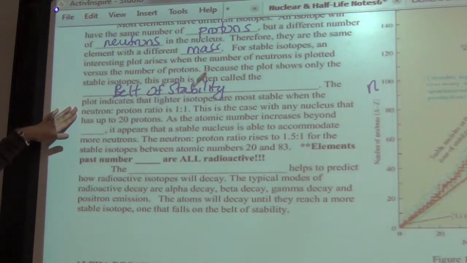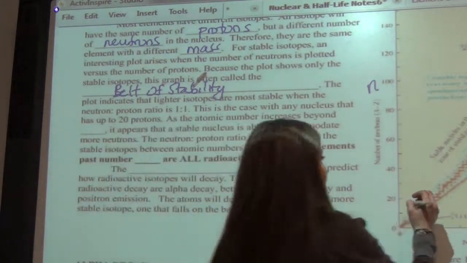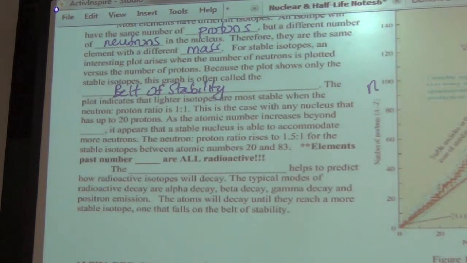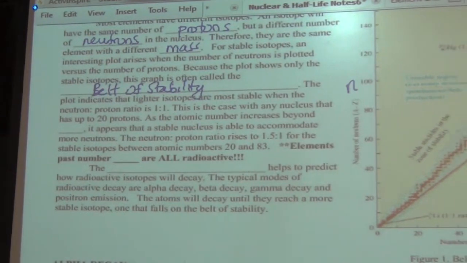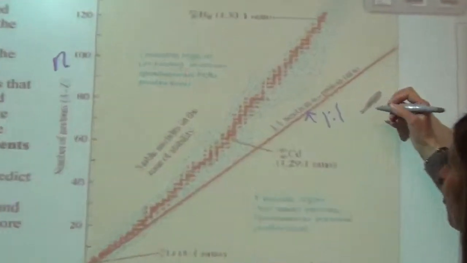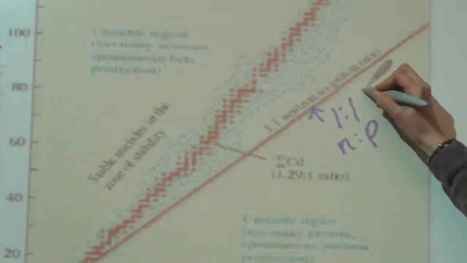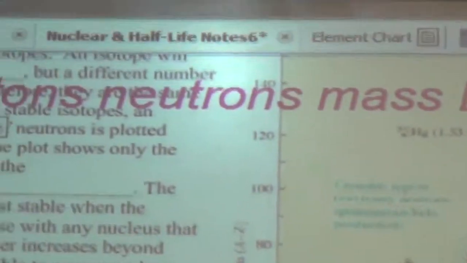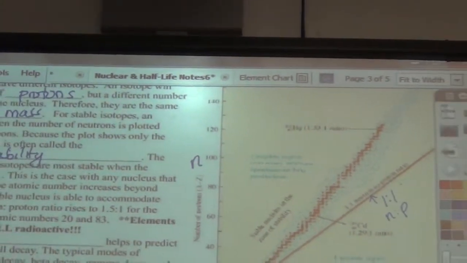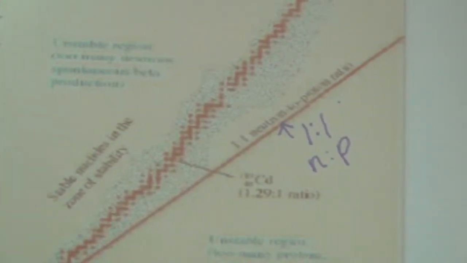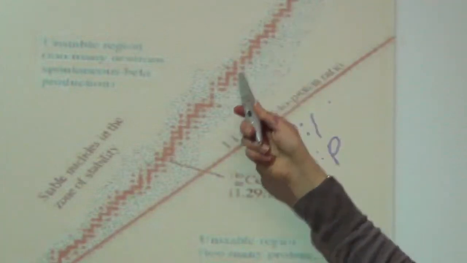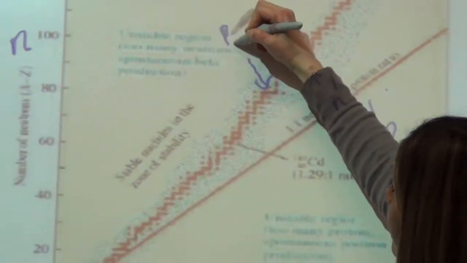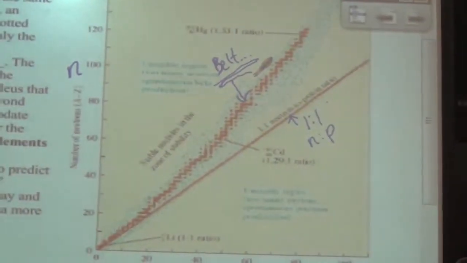The plot indicates that lighter isotopes are most stable when the neutron to proton ratio is 1 to 1. I want you to take a look at this. The first thing is, this line, this straight line, is not the belt of stability, okay? What this line here is showing is a 1 to 1 ratio of neutrons to protons. Okay, so that one's showing a 1 to 1 neutron to proton ratio. This here is what our belt of stability is. It's this red line right here. So this part right here is our belt.